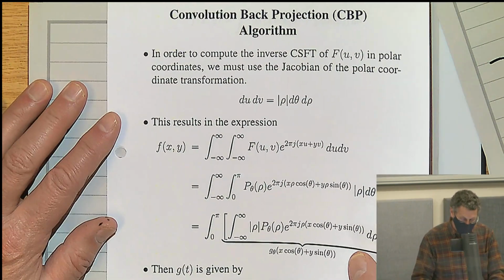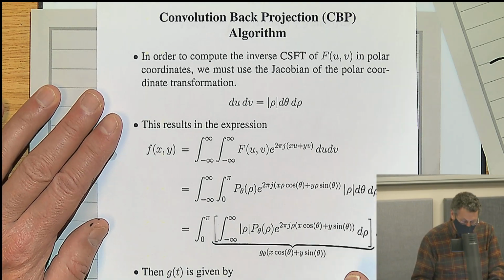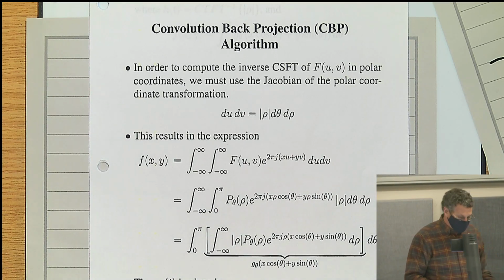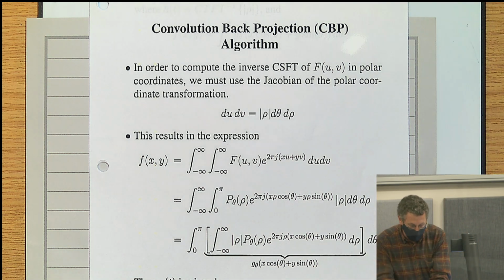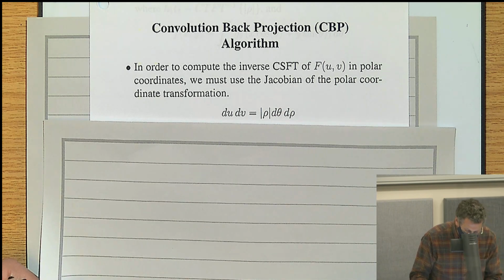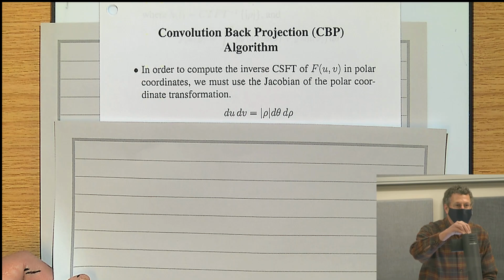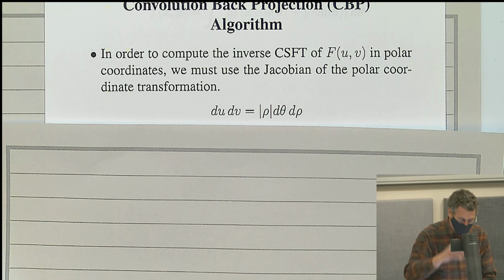But the other approach is a thing called convolution back projection. The basic idea in convolution back projection is you want to do the polar coordinate inverse Fourier transform. So you say, okay, can we just evaluate the 2D Fourier transform in polar coordinates? And sure, you could do the standard multivariate calculus thing where you change your coordinate system to polar coordinates and try to do the integral there and see if it works out.